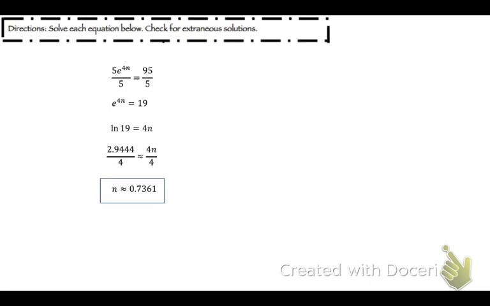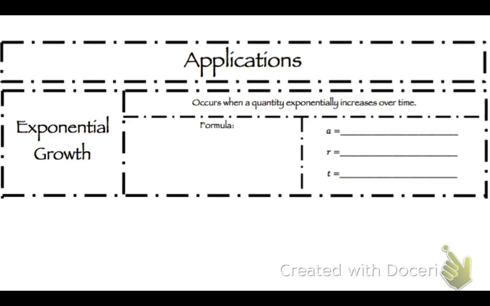And then you can check that, but we're good. Okay? So ln is basically just log base e. That's all it is. Now let's get into some applications.